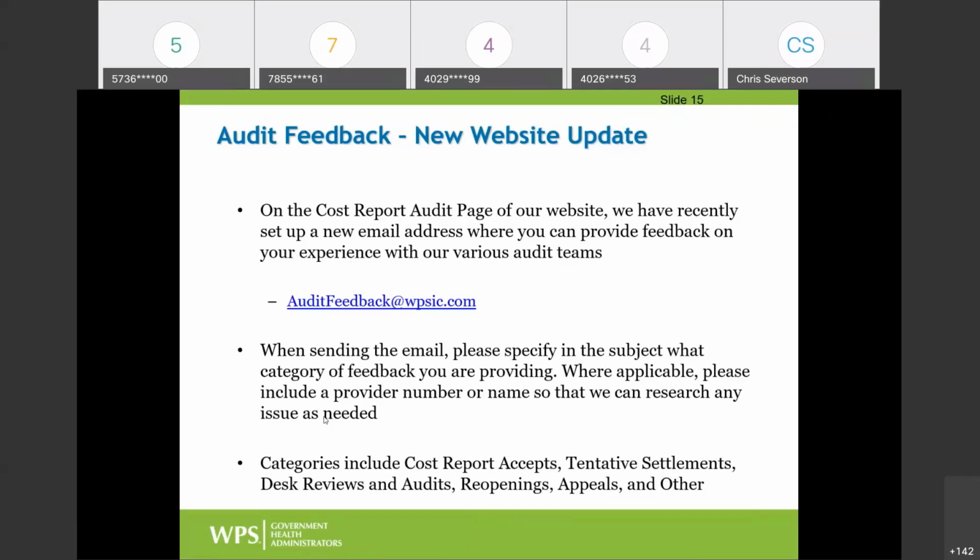What are we doing right? What can we improve upon? But certainly if you send one in, please, to help categorize them, specify in the subject what category this relates to. For example, is it an acceptability issue, a tentative settlement issue, desk review, audit, reopening, appeals, anything like that? There's not a drop-down list or anything like that, so it's not quite that specific.